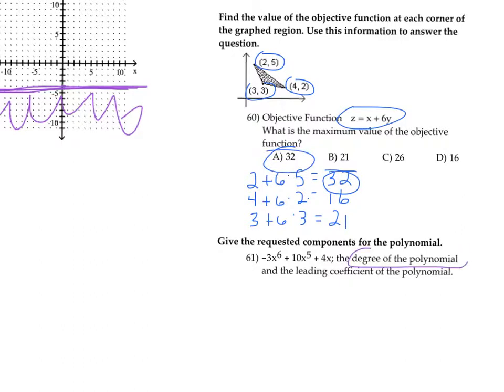61, the degree of the whole polynomial is the biggest exponent, so the degree is 6. The leading coefficient of the whole polynomial is the thing that's in front of the x there at the very beginning, and that gives us -3.